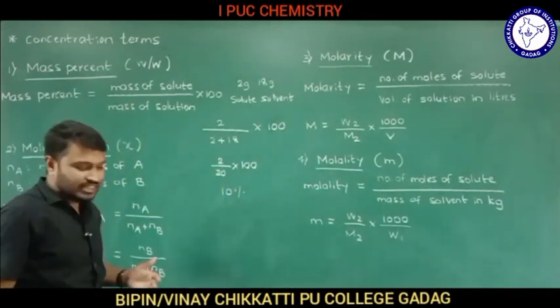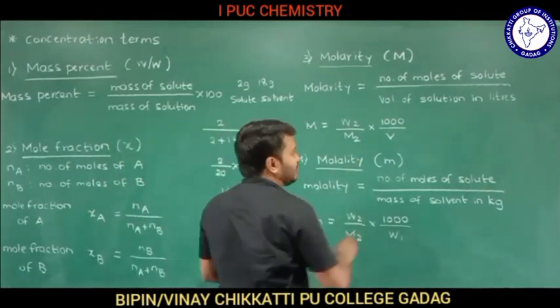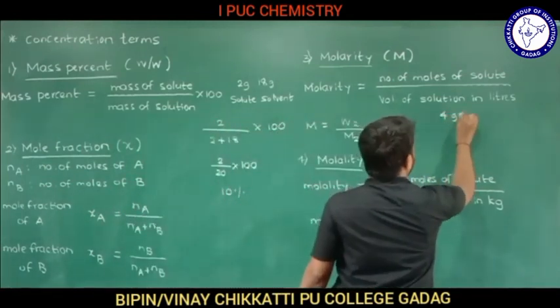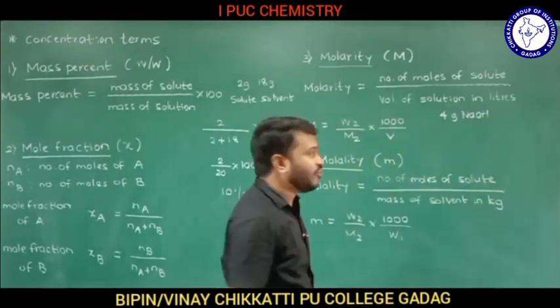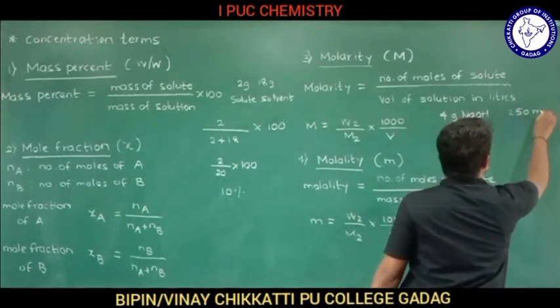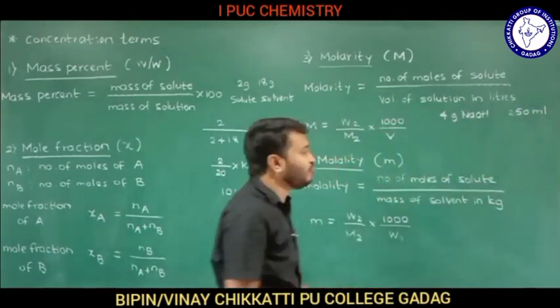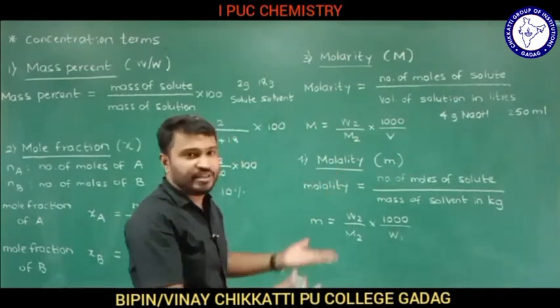Similarly, we can solve other problems, and one on molarity I am going to consider. Let us assume 4 grams of NaOH, sodium hydroxide, is dissolved in water to make the solution 250 ml. We have 4 grams of NaOH and the volume is 250 ml. What would be the molarity?